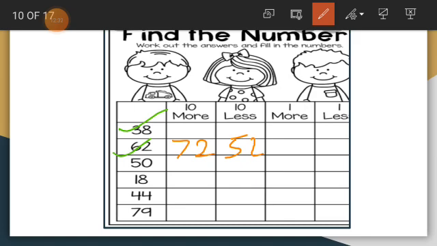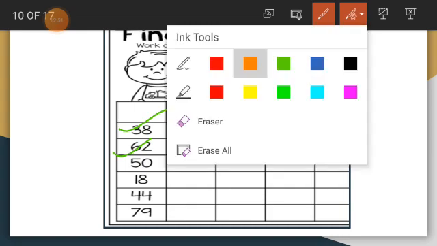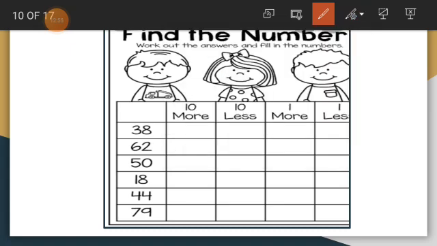Now, when we add the 1 in 62, the answer will come 63. And when we subtract the 1 from 62, what is the answer? Very good. You are right. The answer is 61. Now, we have done 62. Now, move to the next one. We have done 38. We have done 62. Now, move to the 50.